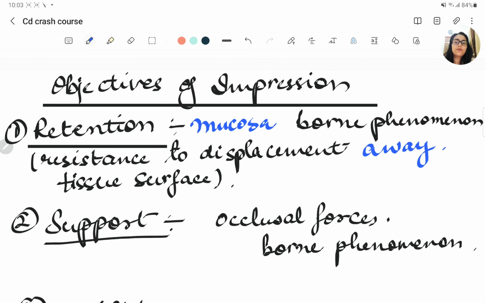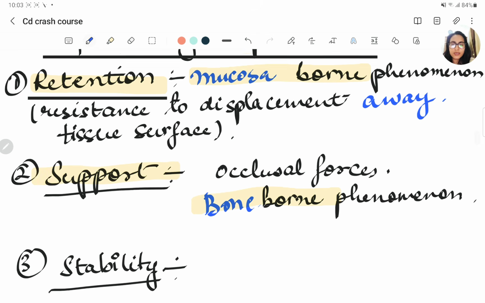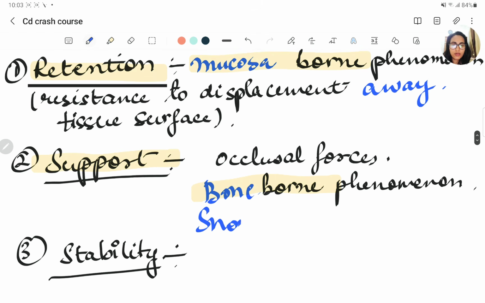Support is from the occlusal forces. So it is a bone-borne phenomenon. Mucosal bond phenomenon is retention and bone-borne phenomenon is support. We get support via the snowshoe effect. That is why the more the bone coverage, the more the support. So the snowshoe effect provides support.